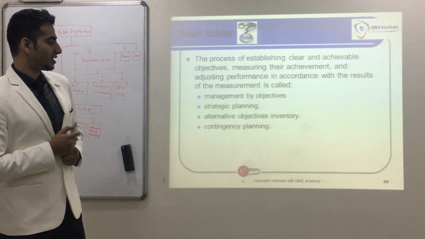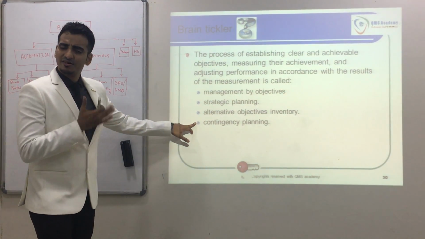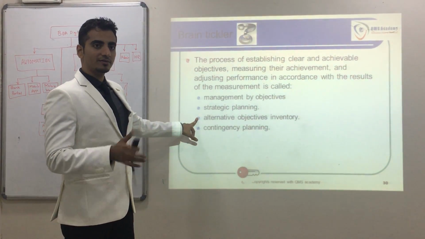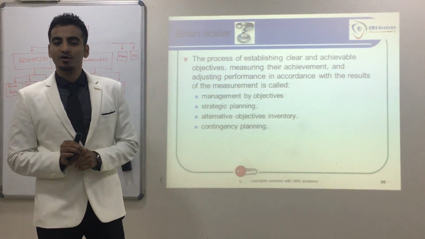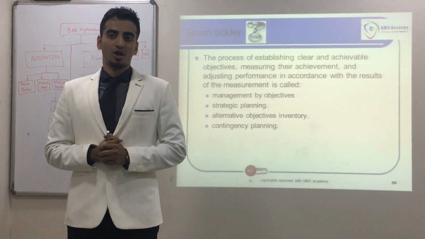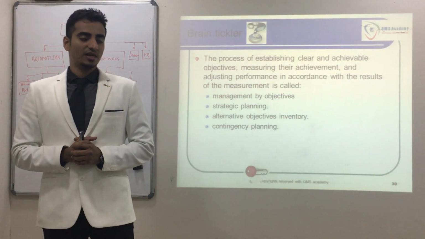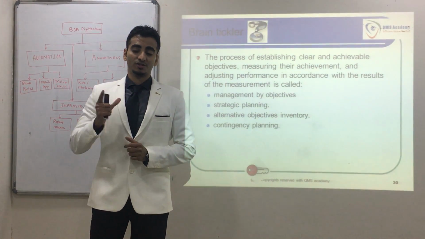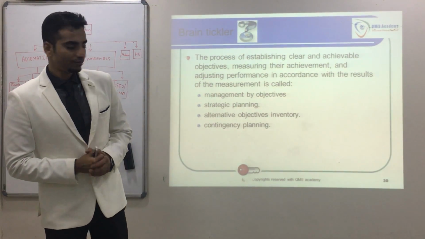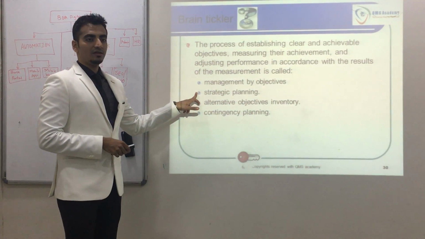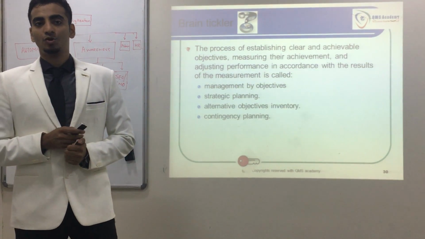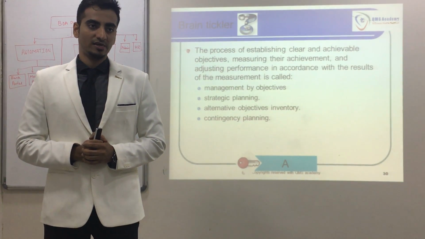But how did we come to this answer? Now again, contingency planning. Is it relevant to this question? No. Write it out. Alternative objectives inventory. There is no such kind of word in the vocab of PMI. So before you go to this examination, you have to go through the glossary of PMI, which is the last chapter on PMBOK. Make sure you read this glossary. Something which does not exist in the glossary of PMI can never be an answer. Okay? And strategic planning. Again, this is right, but this is not relevant to the question, because the concept which we are talking about hints to management by objectives. And that's why the answer is A.